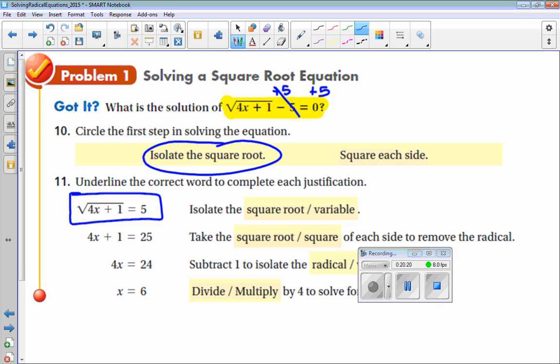Why wouldn't you just subtract that 5 with the 1? Because when it's under the radical, you can't touch it. You can only get the radical. Everything by the radical has to be alone. You can't touch it if it's under it. Once I've isolated the square root, now I have the square root by itself. How do I undo a square root? Well, I'm actually going to square both sides.